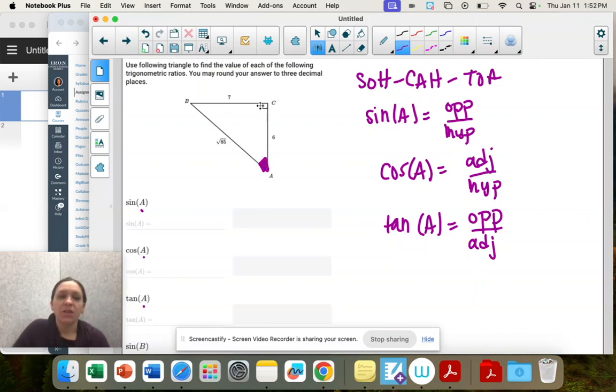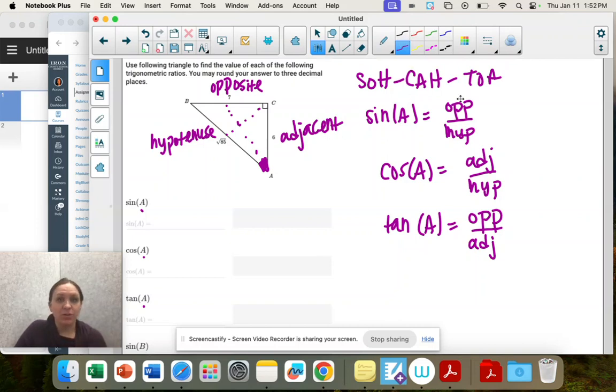So first start with across from the right angle. That's always a hypotenuse. And then across from our angle of reference, that's the opposite. And then the remaining side next to the angle, that's the adjacent. So now we can just pull those numbers for our fractions.